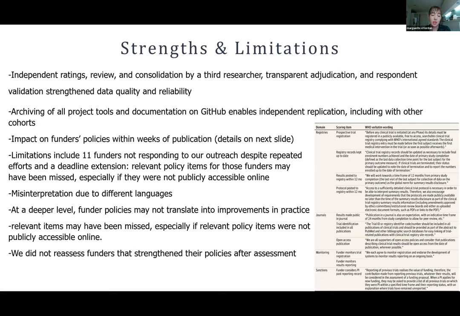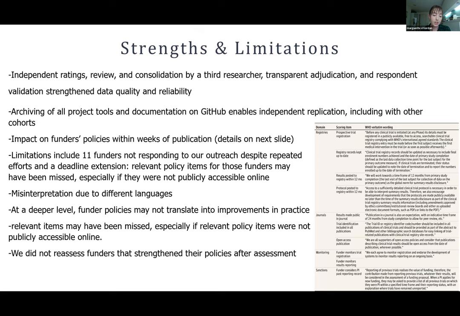Also, it's important to note that policies may not translate into actual improvements in practice, especially if funders don't actively monitor grantees' compliance with these requirements. To add to that, there were also language barriers, as I alluded to. We were using things like Google Translate, which is open to misinterpretation when you're translating policy documents. So that was definitely one of the biggest limitations, I would say, during this project.